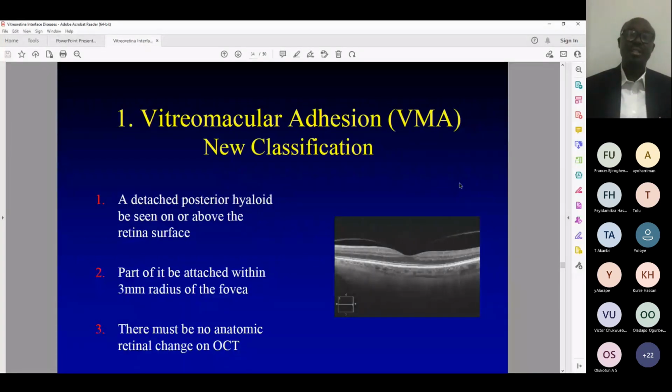Okay, so vitreomacular adhesion. Under the new classification, vitreomacular adhesion is a detached posterior hyaloid which is seen on or above the retinal surface. Part of this detachment should be inserted into the retina within a 3 millimeter radius of the fovea, and there must be no anatomic retinal change on OCT. This is usually almost always non-pathological. Should we go on? Next slide.